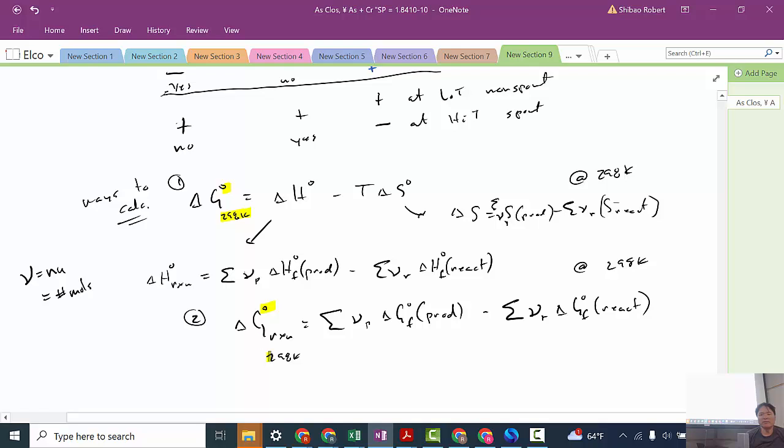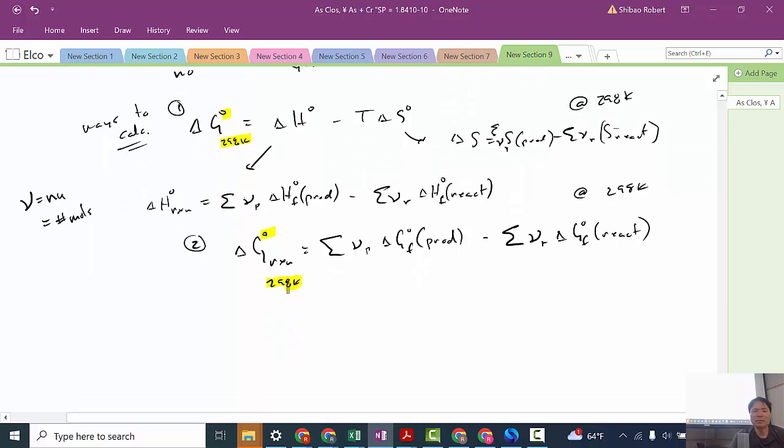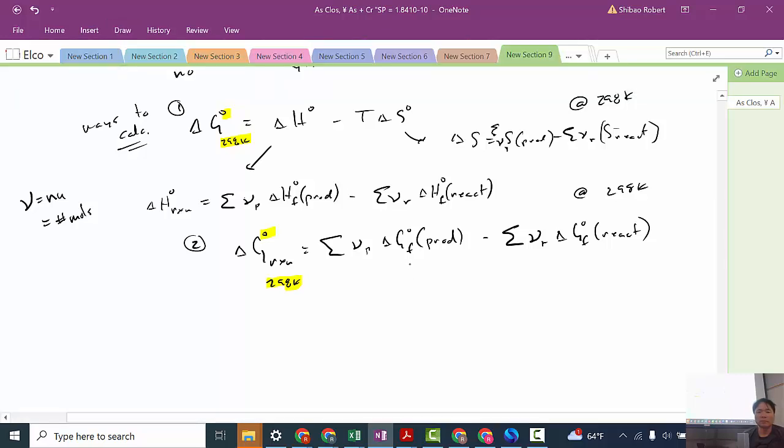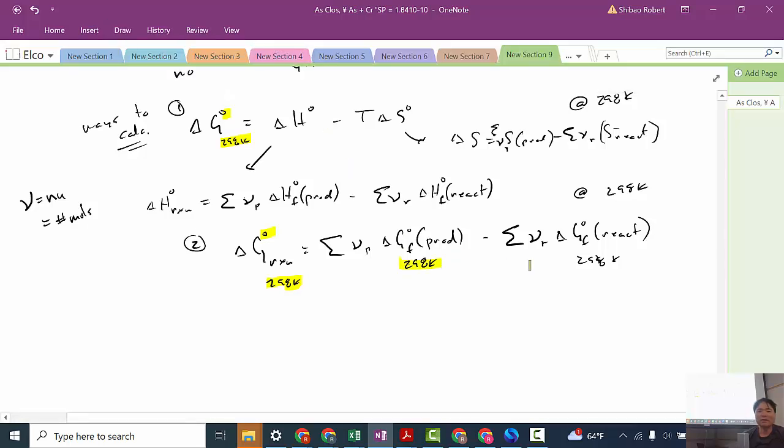The problem is a lot of reactions we don't do at 298. Most of them maybe we'll do at 298, but there are some that we aren't doing at 298 Kelvin. And so what if we're not at 298 Kelvin? Then there's a problem. This is why thermodynamics is a pain. You have to keep track of this.